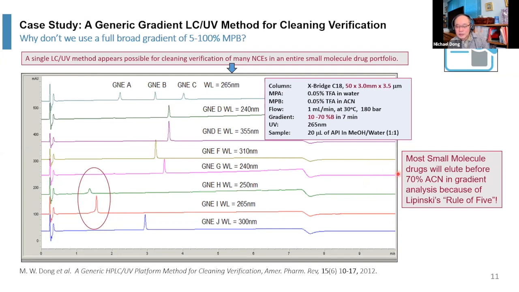Now the question is, most small molecule drugs elute before 70% acetonitrile. Very few drugs actually elute at 100% acetonitrile. So the question is why? Why don't we have very hydrophobic drugs? For some of you who understand drug development, there's a rule called Lipinski's Rule of 5, for a drug to be orally available. Orally available means a drug that can be ingested as a tablet or capsule.